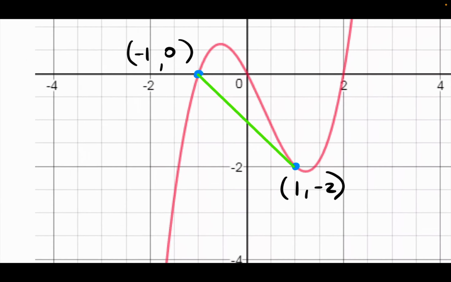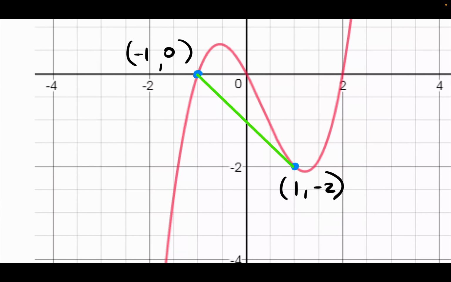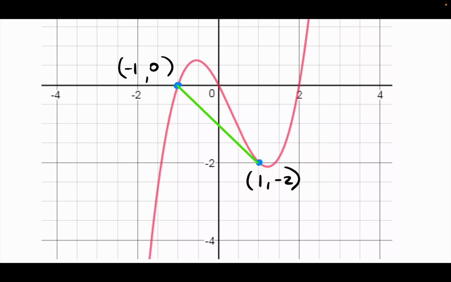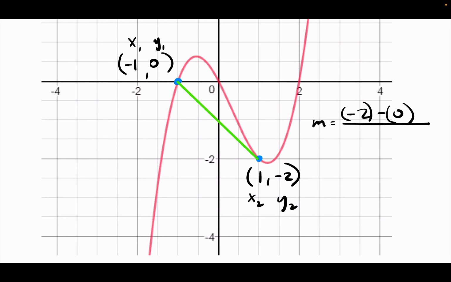So the first thing we have to do is find the slope of that line. Rise over run, y2 minus y1. The first dot is (-1, 0), so this will be x1, this is y1, this is x2, this is y2. So negative 2 minus 0 over 1 minus negative 1. So negative 2 over positive 2, which is negative 1. So this guy has a slope of negative 1.